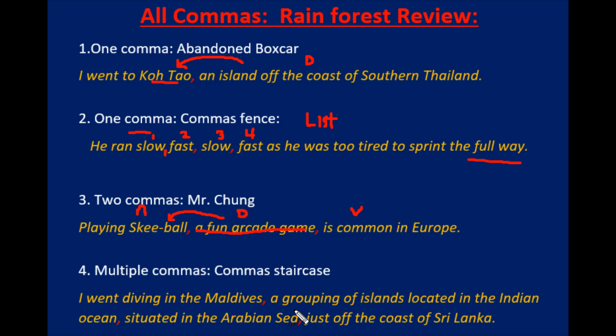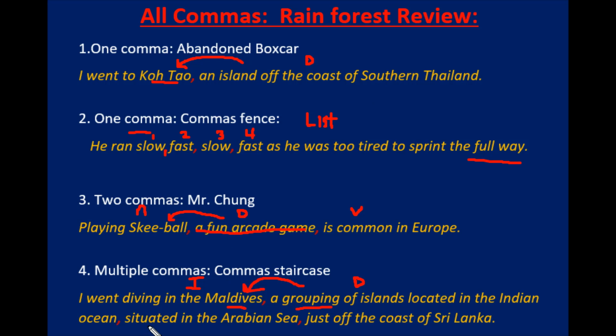What is a group of islands? That defines the word right before the comma there, Maldives. Notice that I went diving in the Maldives is an independent clause. Kids, take a look at the second part here, a group of islands located in the Indian Ocean. That's a dependent clause. Remember, that's no different than what you saw up here with one comma in the abandoned boxcar. Dependent clauses define the word right before.